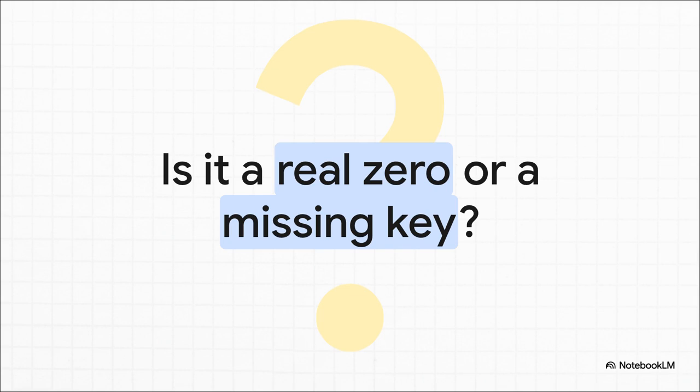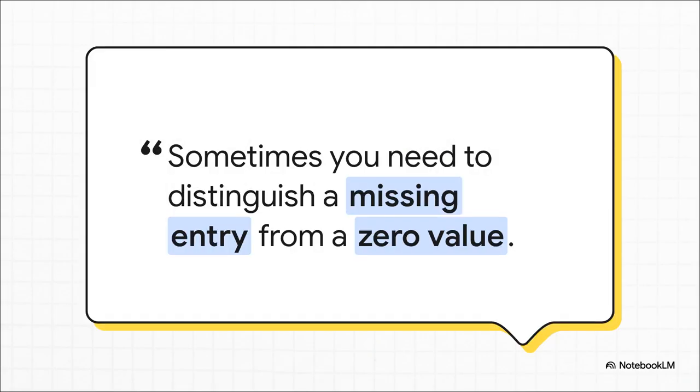But wait a second, UTC is in our map, and its value is actually 0. So how in the world are you supposed to know if you got a real 0 or if you got a 0 because the key was missing? And this really cuts to the core of it. As the saying from the Go team goes, you need to distinguish a missing entry from a 0 value. If you want your program to be correct, you just can't be guessing.